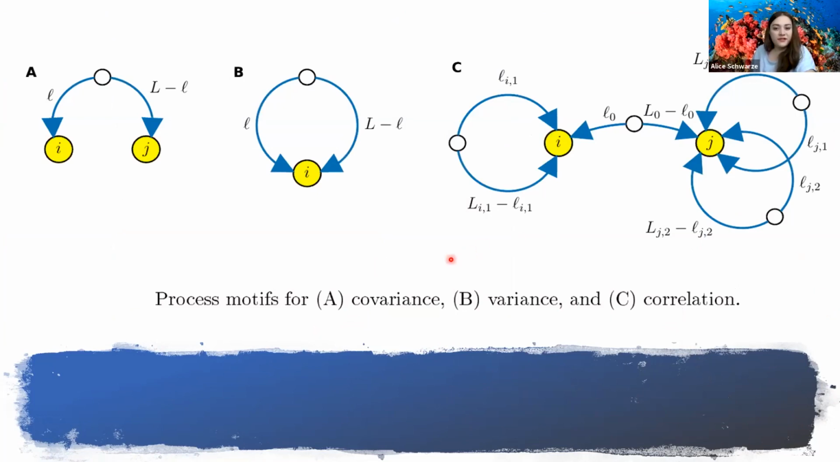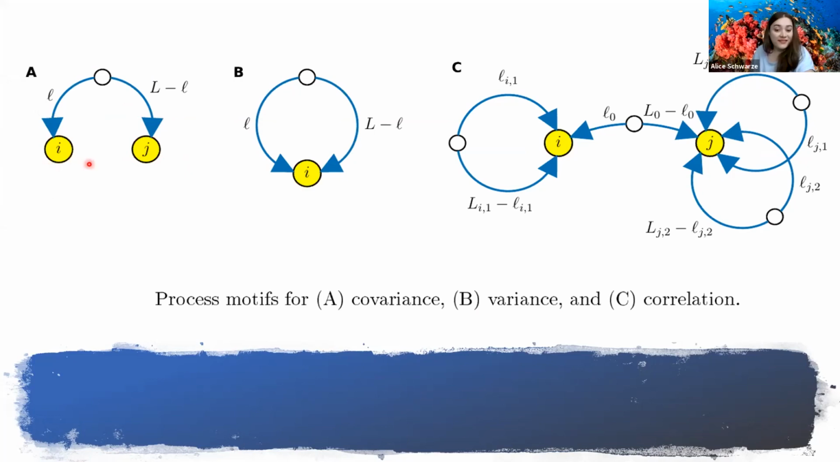And what I like about these results is how intuitive they are. So we see that the process motifs for covariance between the nodes I and J are microprocesses where a signal can move from a source to both I and J, or just from I to J, which we get when we set this parameter to 0, or from J to I, when uppercase L minus lowercase l is 0. So what this tells us is something that we already know.